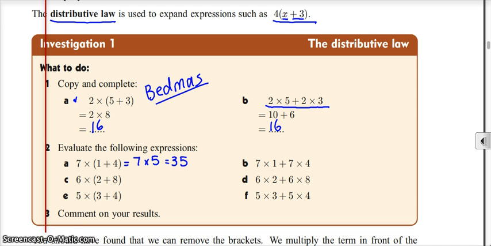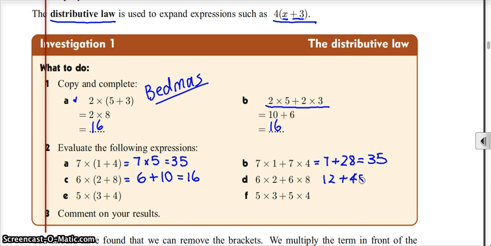And the next one, please. 7 times 1 plus 7 times 4 is 7 plus 28, which is 35. Equals 35. Good. This one, Connor. Add the 2 and 8, which is 10. And 6 times 10 gives us 60. Next one, we do the multiplication first. 6 times 2 is 12, plus 6 eights are 48.